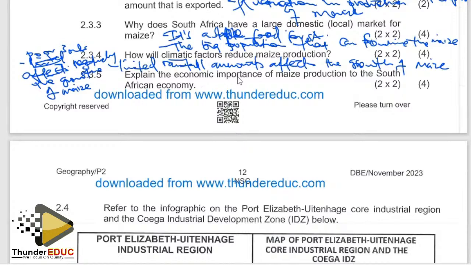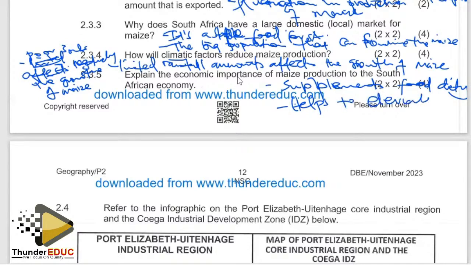And 3.5, it says, explain the economic importance of maize production to the South African economy. What is the importance of maize production to the South African economy? So we say here, it supplements food diet. Okay, that's number one. Number two, it helps to alleviate poverty.